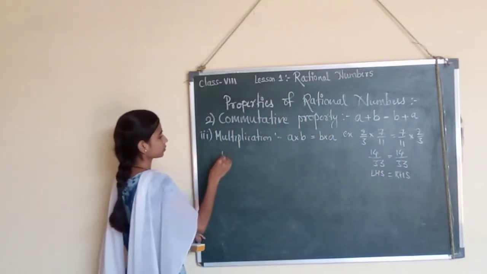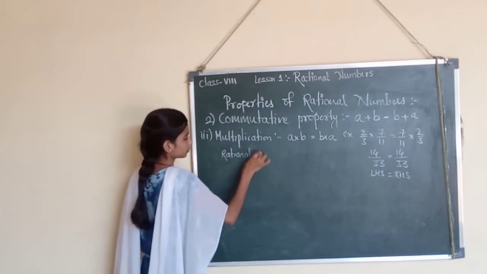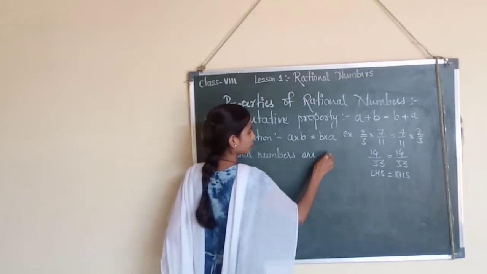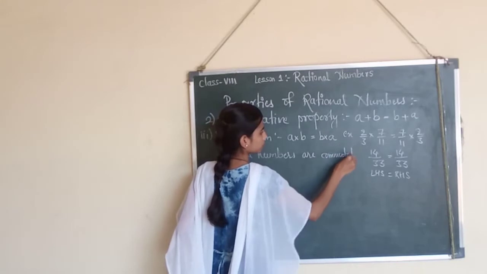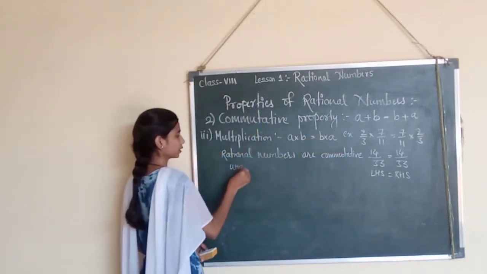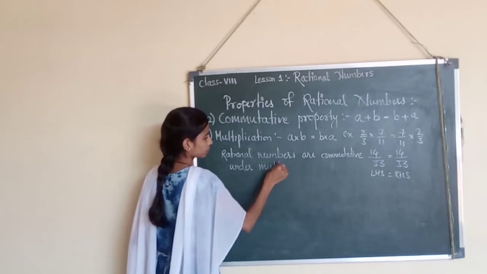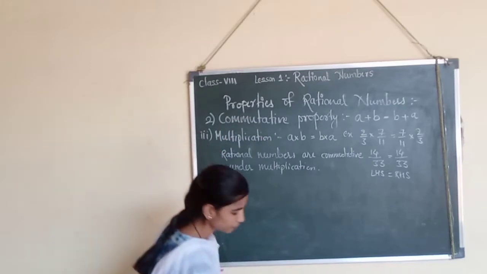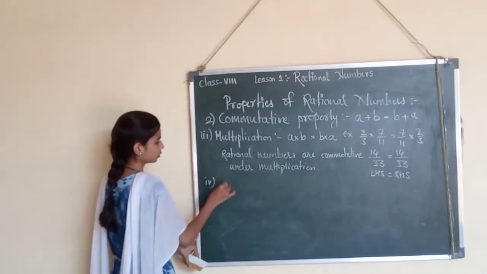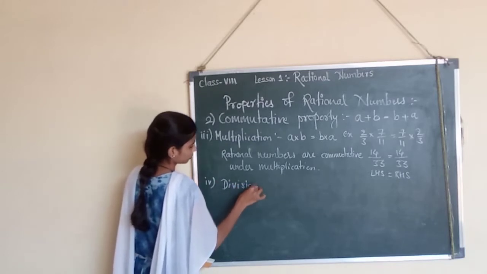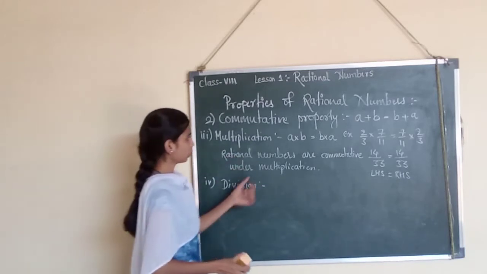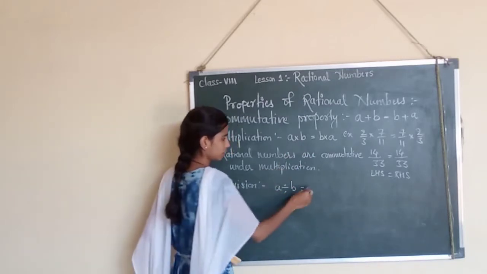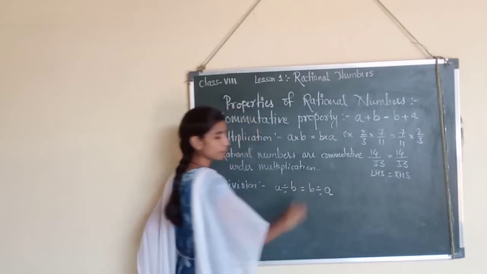It means that rational numbers are commutative under multiplication. Now, the last one is division. The fourth one, division. What about the division of two rational numbers? Is A by B equal to B by A?